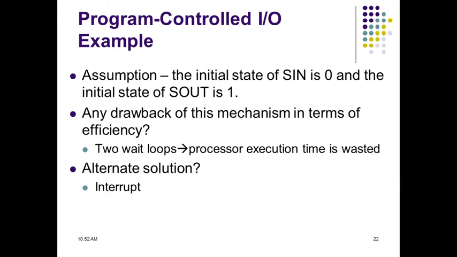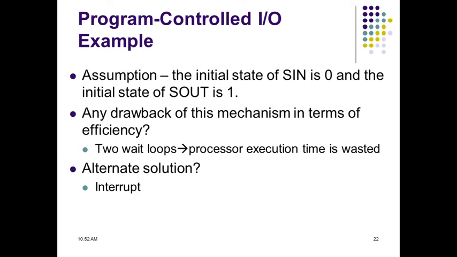So finally, with respect to program controlled IO, there are some assumptions. To perform program controlled IO operation, we are assuming that the status flags are such that the initial state of SIN is 0 and the initial state of SOUT is 1.